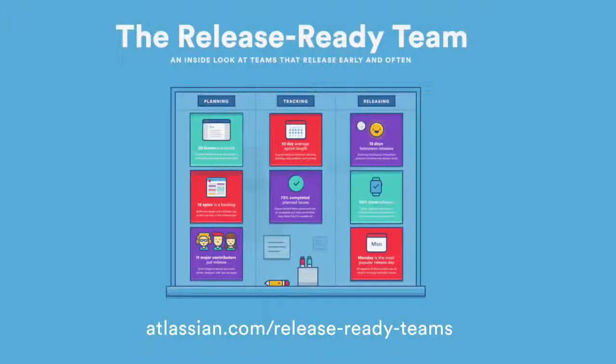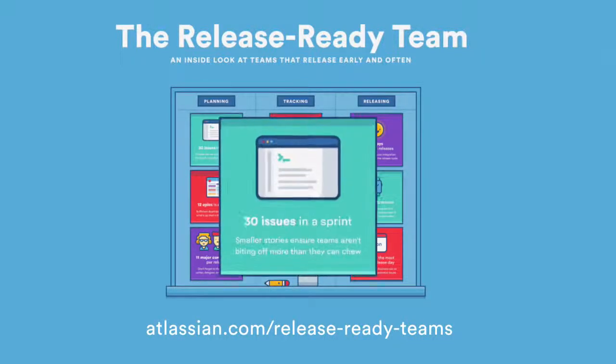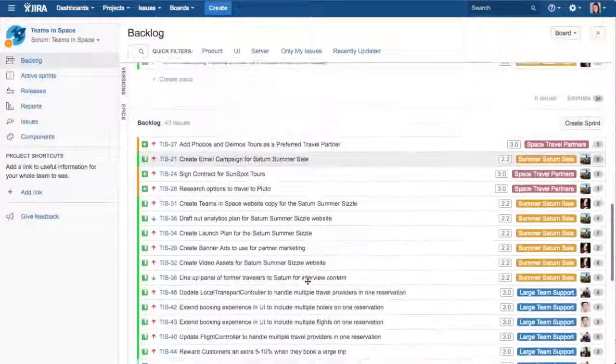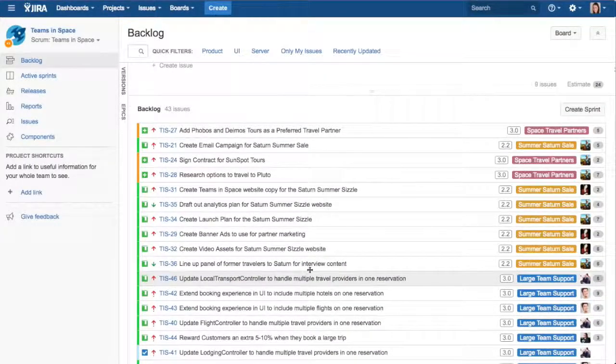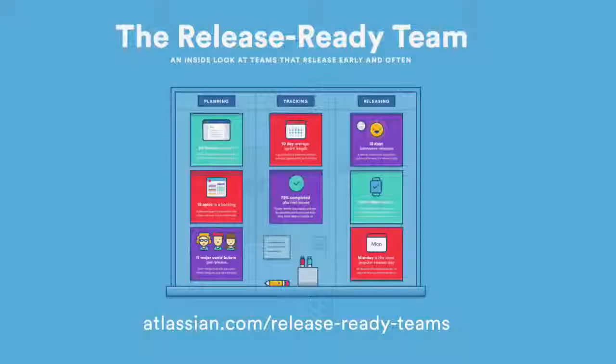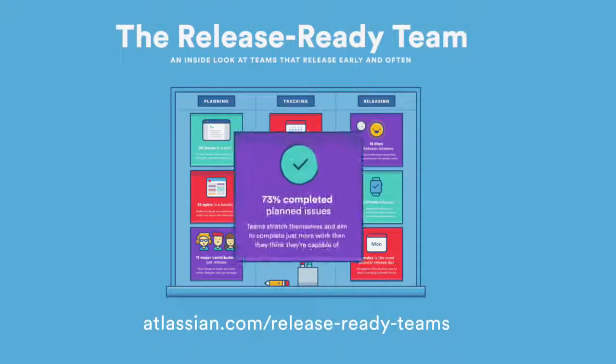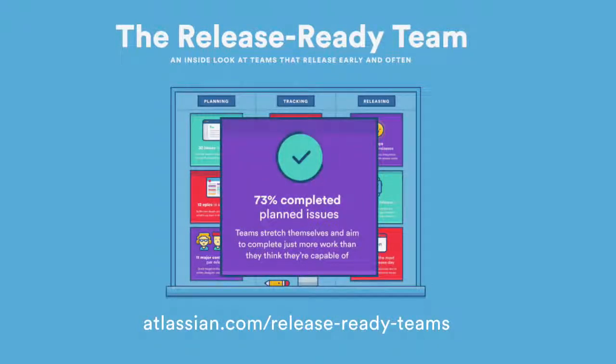In our study of Agile projects, we discovered that the average number of issues in any given sprint is 30, highlighting the huge importance of properly breaking down issues during the sprint planning process. We also observed that teams with good release cadence achieve an average of 73% of their planned issues. The takeaway is that these teams aren't lowballing their estimates.